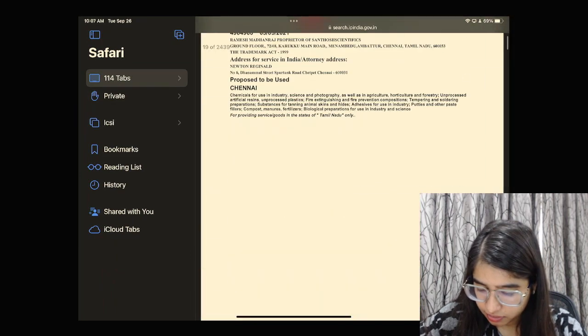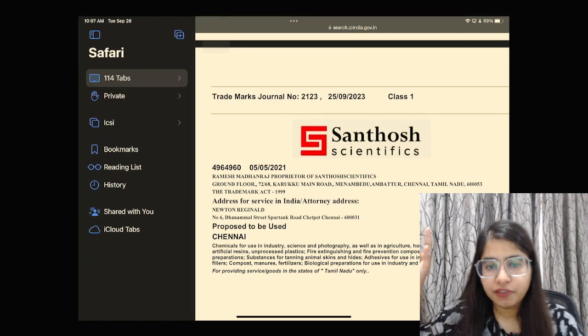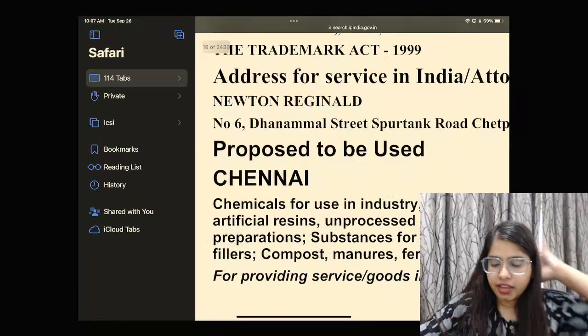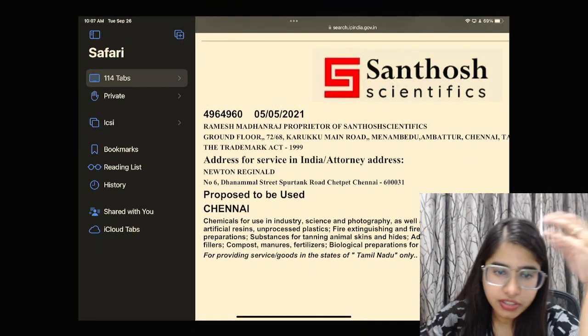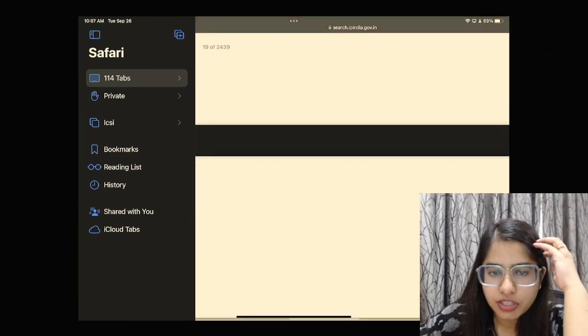V Guard, whatever. Santosh Scientifics. This is a company of Chennai, and they have applied to register this trademark in the name of Santosh Scientifics with this brand name.